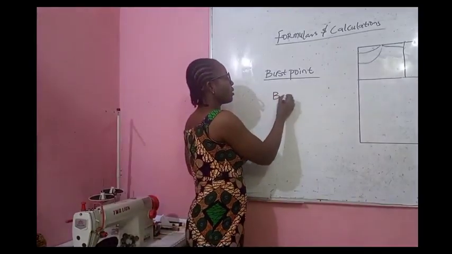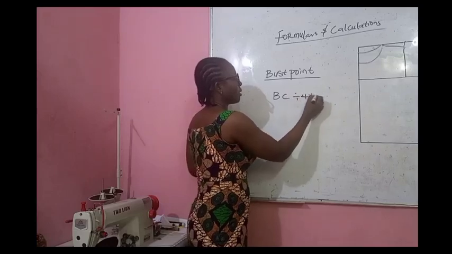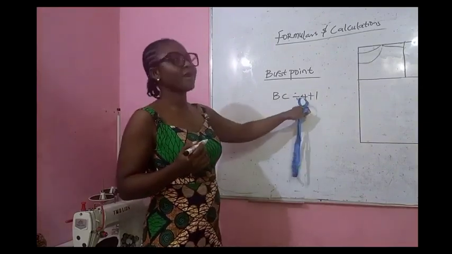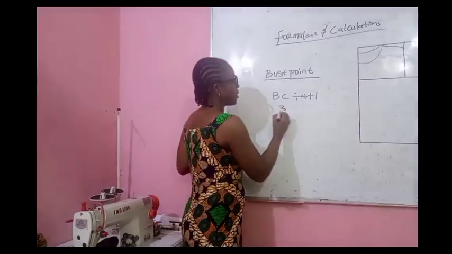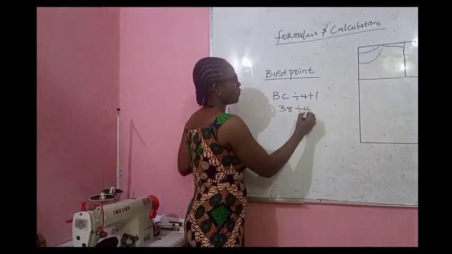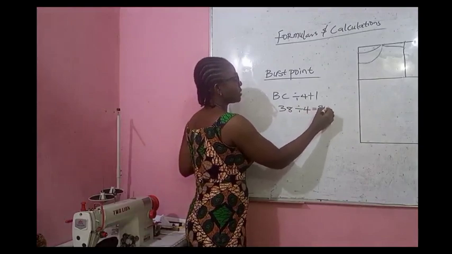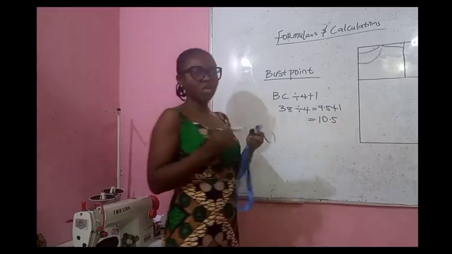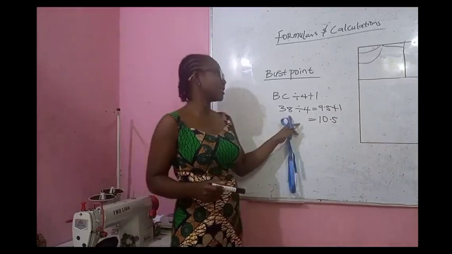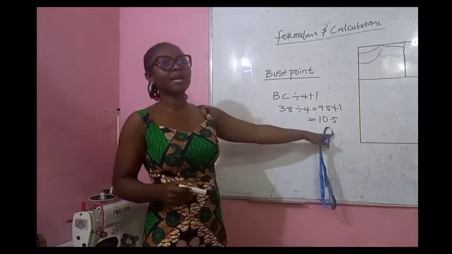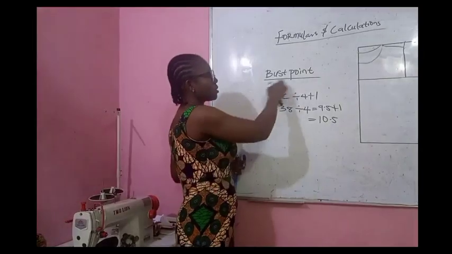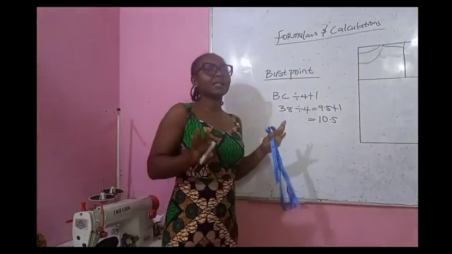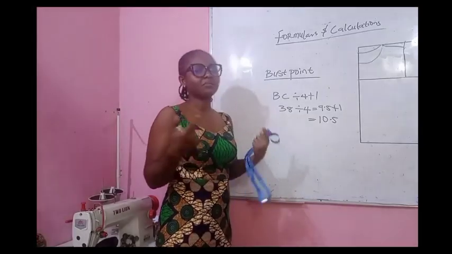So, bust circumference divided by 4 plus 1. We're working with 38 divided by 4. It's going to give us 9.5 plus 1 equals 10.5. So if your bust circumference is 38, your bust point is going to be 10.5, and that is exactly what it is. Okay? Now, since we've gotten this, the next on our list is our bust span measurement.